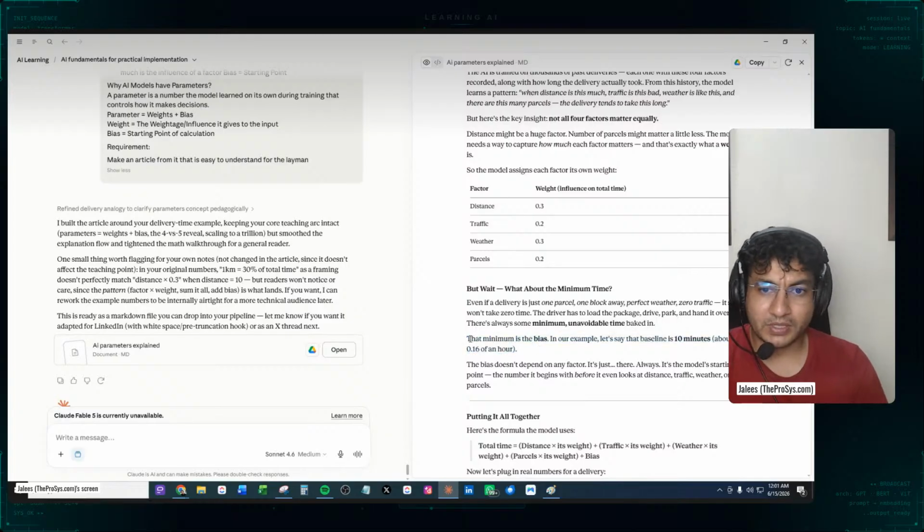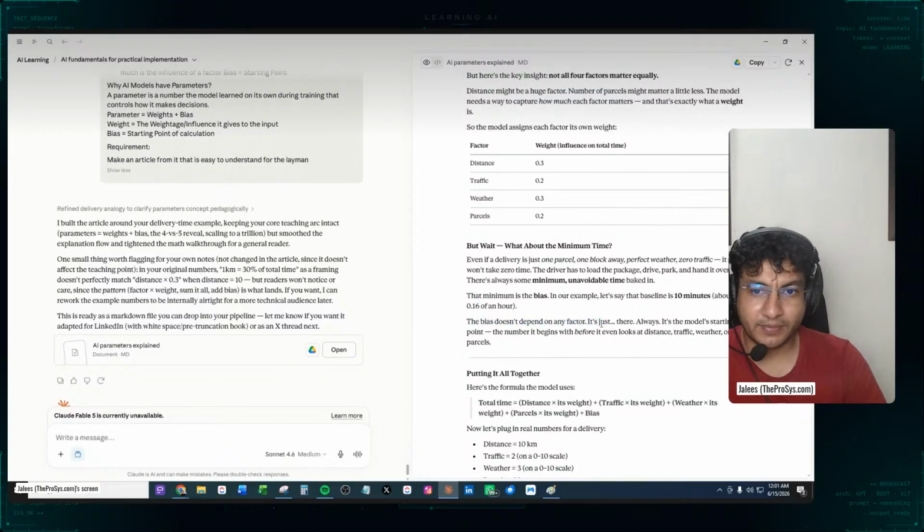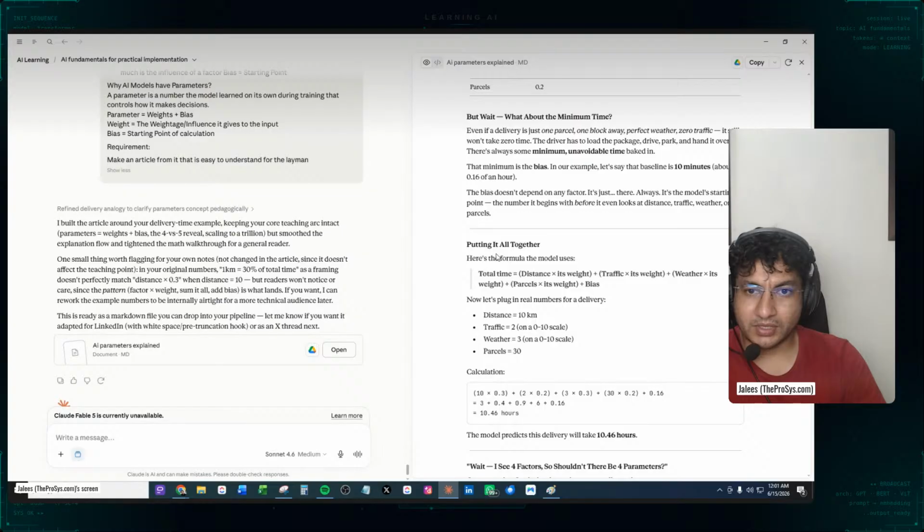Okay, so that's the minimum. That minimum is the bias. In our example, let's say that baseline is 10 minutes, about 0.1 of an hour. So the bias doesn't depend on any factor, it's just there always. It's the model's starting point, the number it begins with before it even looks at distance or these things. Since at least this much time has to be taken anyway, that is why the bias comes in here.